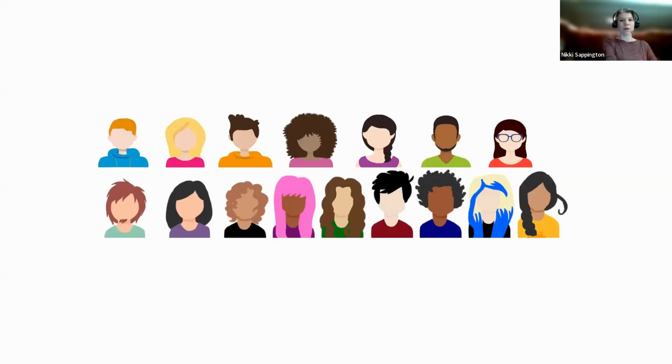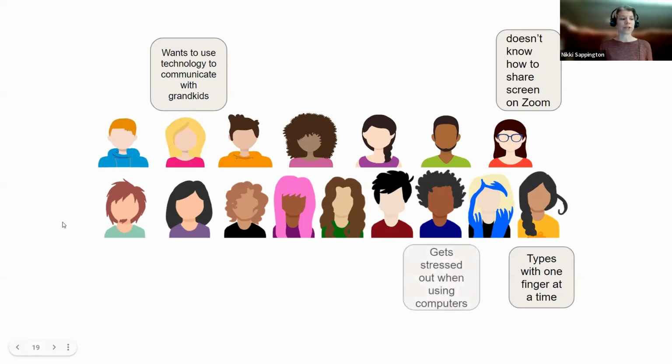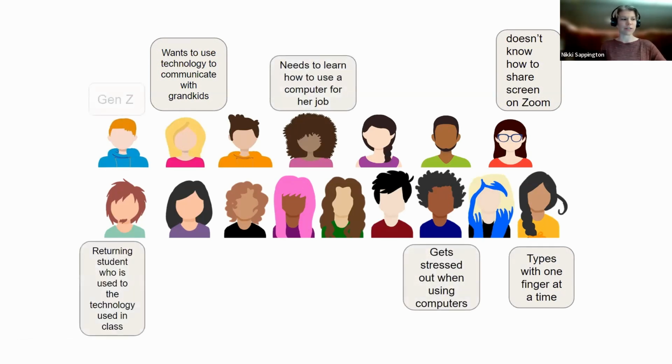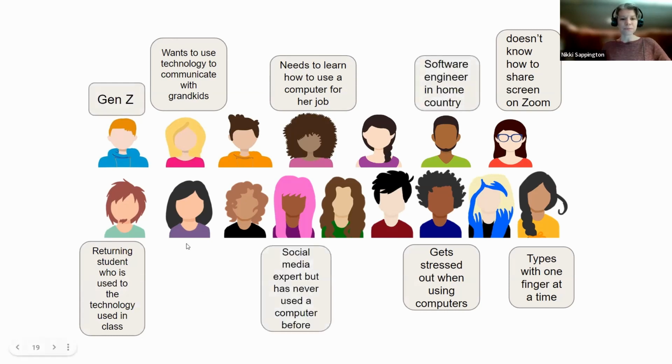Okay, so we've assessed our students, and as you assess your students, you're going to start to develop a fuller picture of what your class looks like and where their digital literacy skills are. For example, you might find one student who wants to use technology, as we mentioned, to communicate with her grandkids. Another student needs to use a computer for work. Some students might already have professional expertise in a digital field from their home country. Some students might be really good with accessing the internet on a smartphone, but have never used an actual keyboard before.